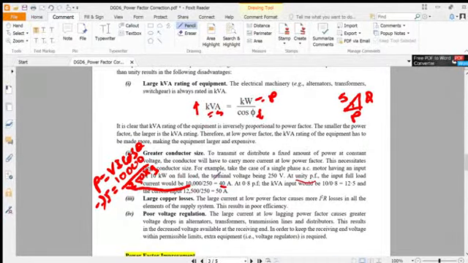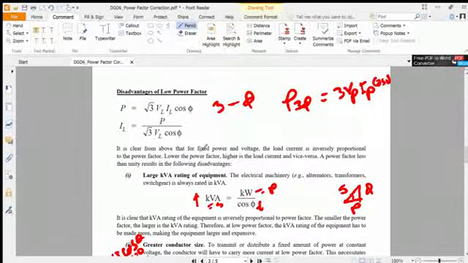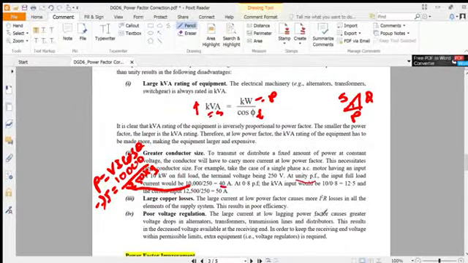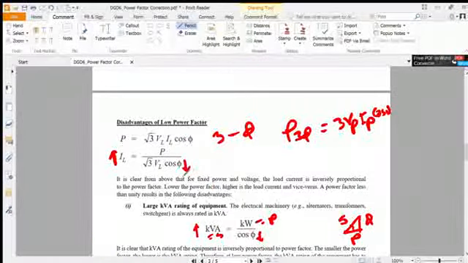Another disadvantage is large copper loss, as we see above. If the power factor is lower, then the load current will be higher. If the load current is higher, then the copper loss I squared R would be higher. So this results in poor efficiency. Always our objective is to reduce these I squared R losses. So how can we reduce them? We have to reduce I. So how can we reduce I? Definitely we have to increase the cos theta.